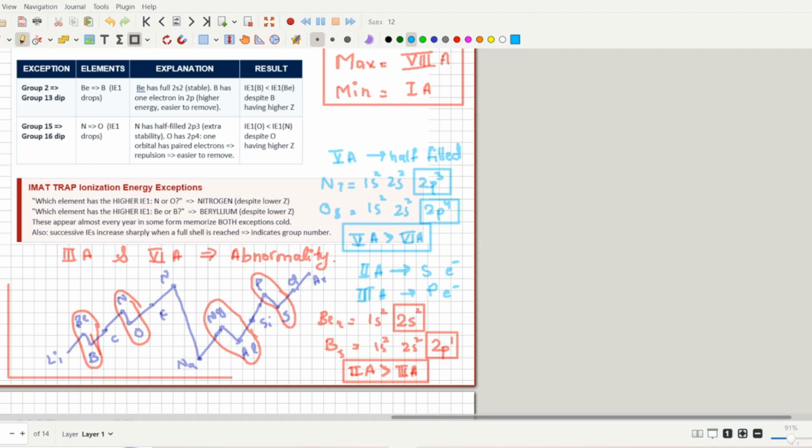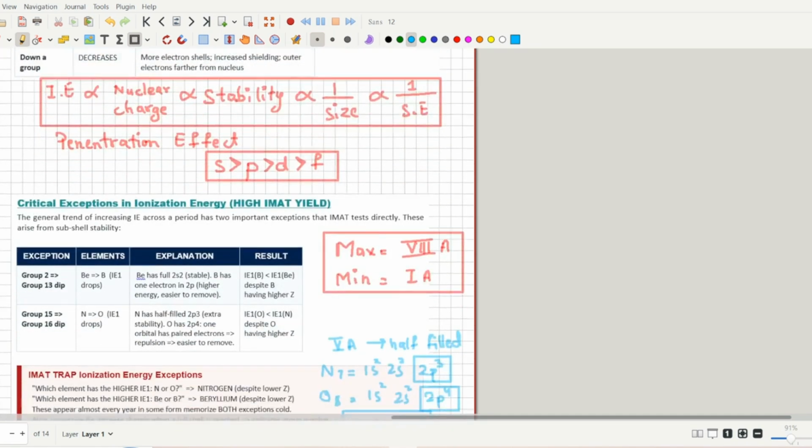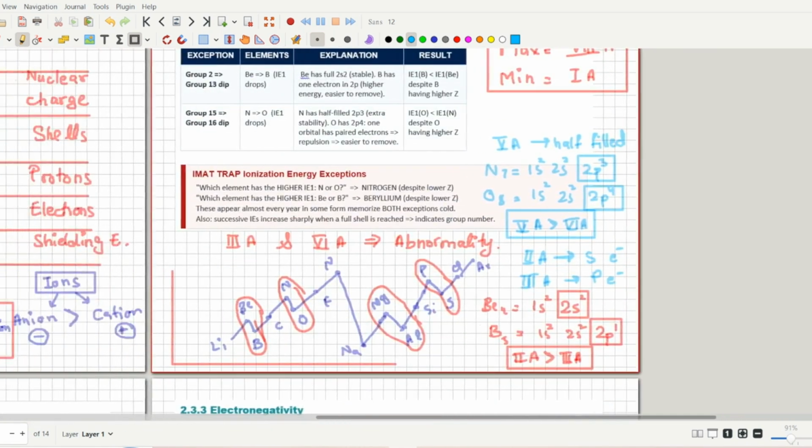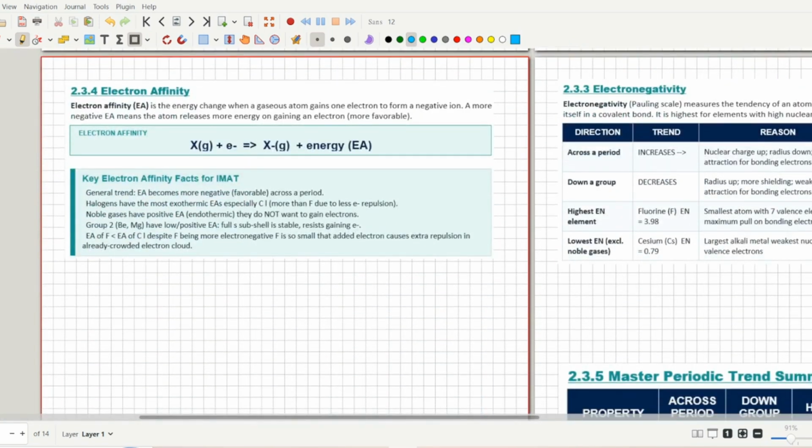So this was all about the ionization energy and the exceptional cases. Now the ionization energy topic is complete. You don't need anything else to understand in ionization energy more than this. Let's talk about the electron affinity.